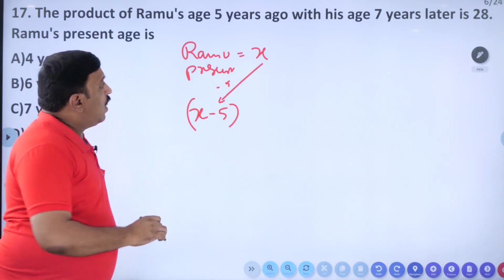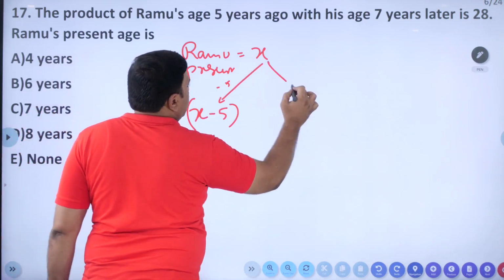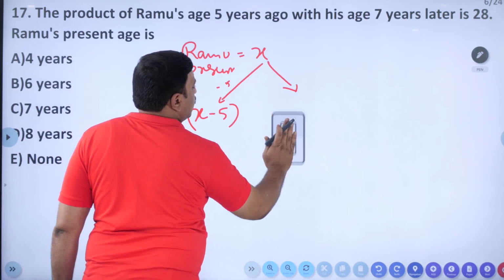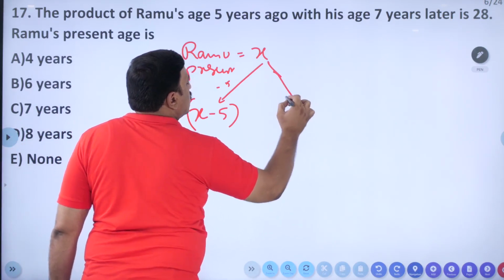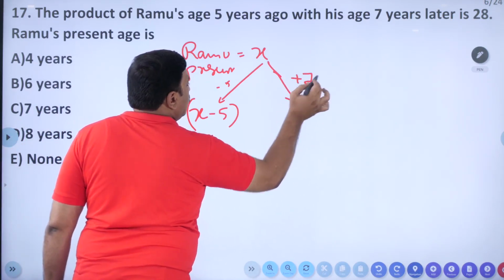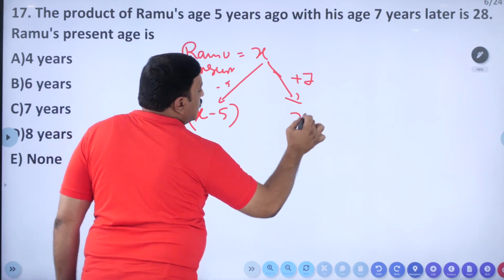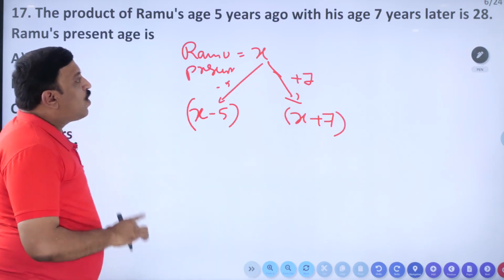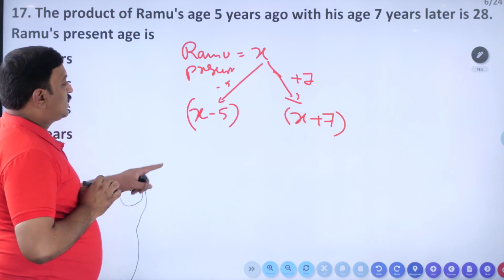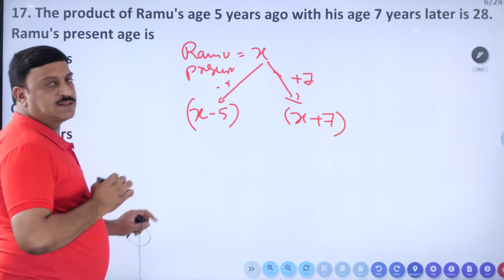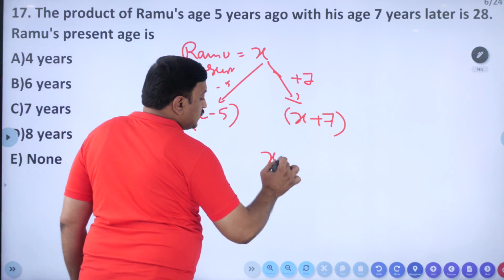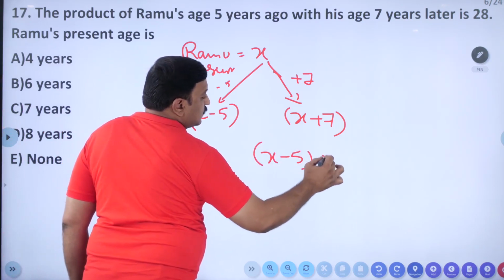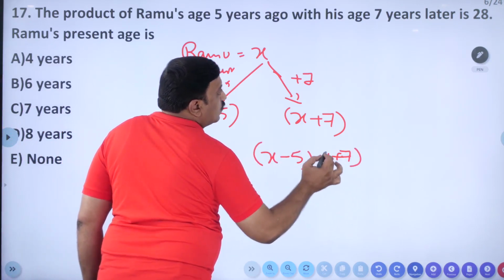Then, 7 years later, he will be how much? So after 7 years, he will be X plus 7, right? This product is how much? 28. So take X minus 5 into X plus 7, which is equal to 28.